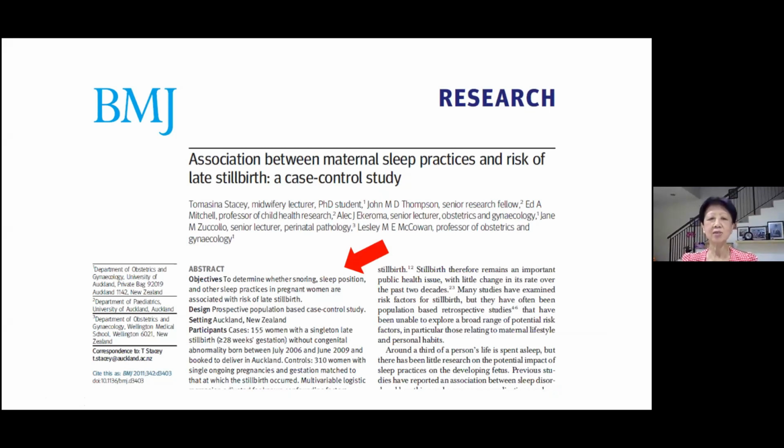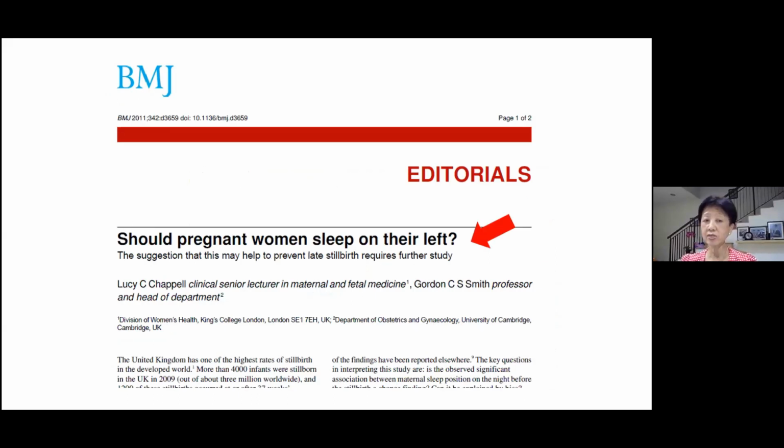In fact, this is a very interesting article as well. Stacey, in a retrospective study, was looking at maternal sleep practices, especially for those who had stillbirths. And she noted that in the category of parturients who had stillbirth, in the 1 month, 1 week, 1 day period before the stillbirth occurred, they were more likely than the normally delivered babies to be sleeping in a non-left lateral position. And this has warranted an editorial from BMJ as well. So we should, whether the facts are in or not, encourage all our mothers, if possible, to sleep with a left lateral tilt or displacement of the uterus to prevent aortocaval compression in order to reduce oxygen deprivation for the fetus.